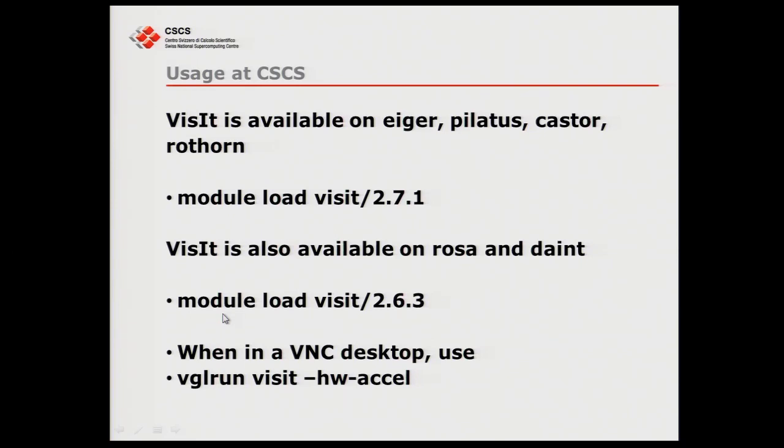VisIt is available at CSCS on Eiger, Pilatus, Castor, and as of yesterday night on Rowthorn. Rowthorn is a machine at CSCS that may be interesting for you because it has 2 terabytes of RAM. It's the only such machine with a large memory available. VisIt is also available on Rosa and on Daint. Well, Daint is not open to the public yet, but Rosa is available.